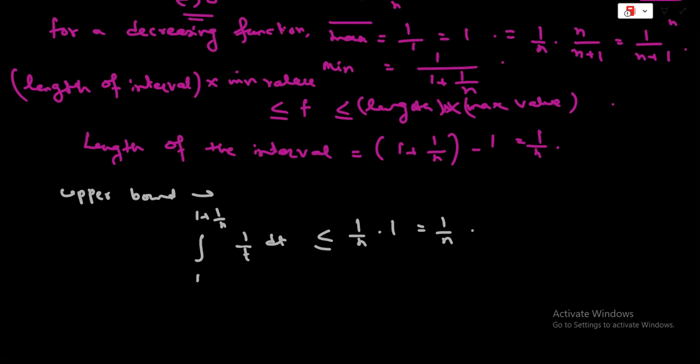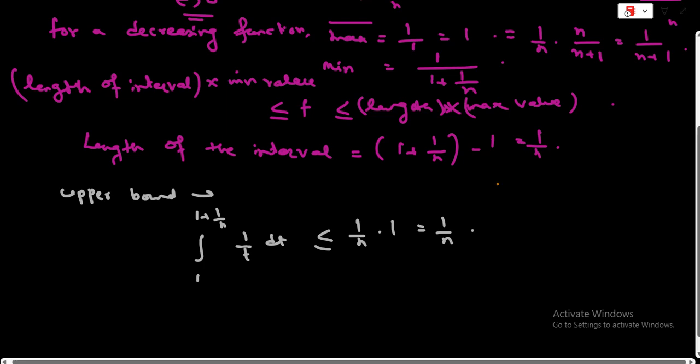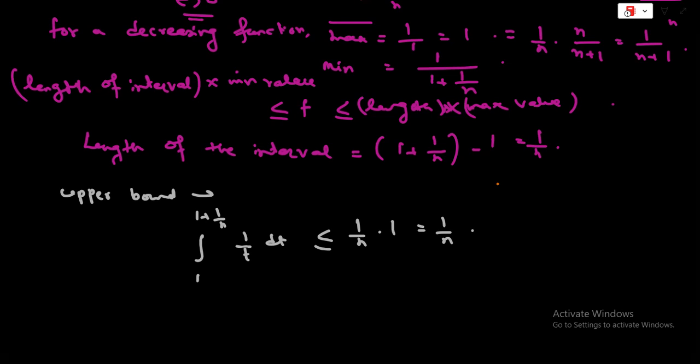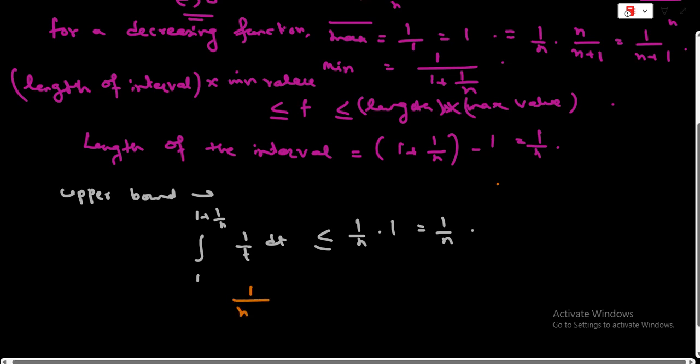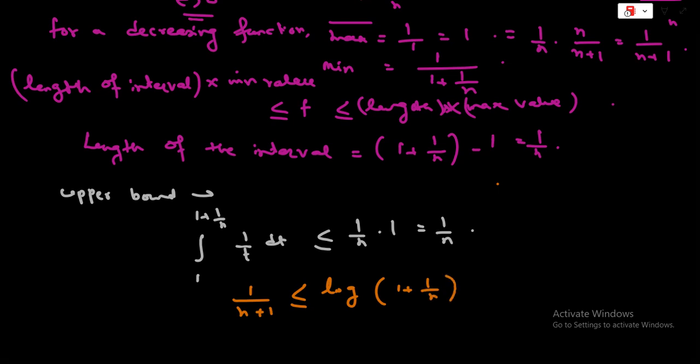Okay, so what is the final result? The final result is 1 by n plus 1 less than or equal to log of 1 plus 1 by n, less than or equal to 1 by n. So you did not calculate the integral, you controlled it, and that's the ISI thinking.